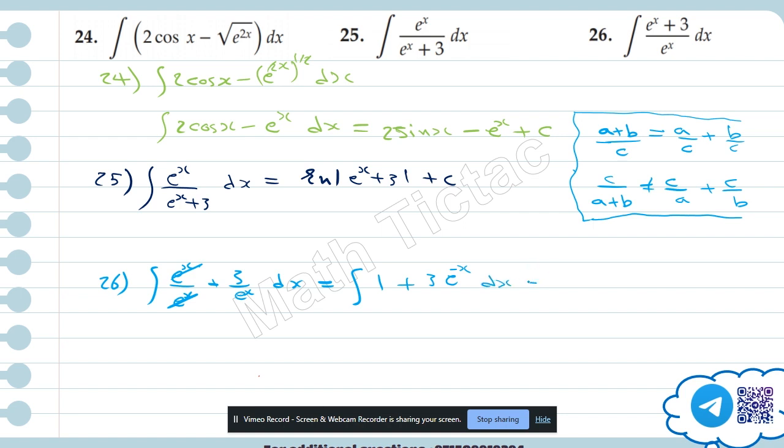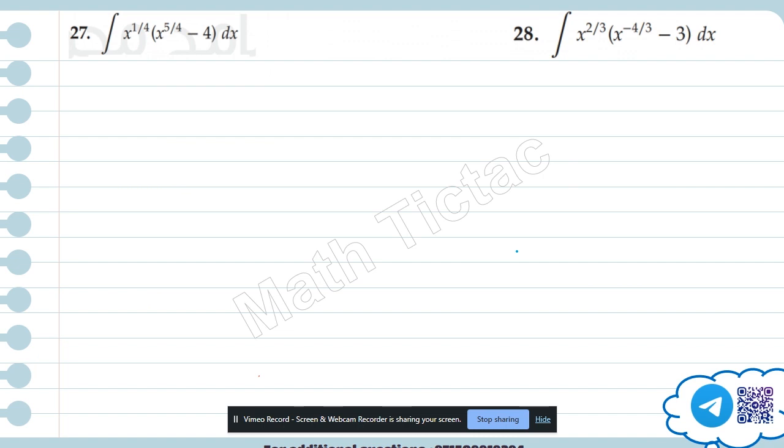Now let's find the integration. So this is x for the first one. For the second one, plus 3 e to the power minus x divided by minus 1, then plus c. If you would like to take the minus 1 over here, you can do this. So it will be x minus 3 e to the power minus x plus c. This is about simplifying.